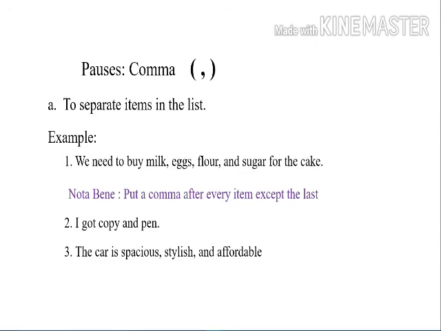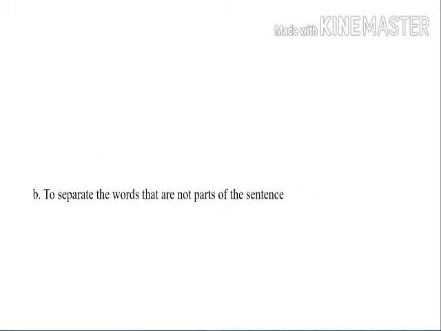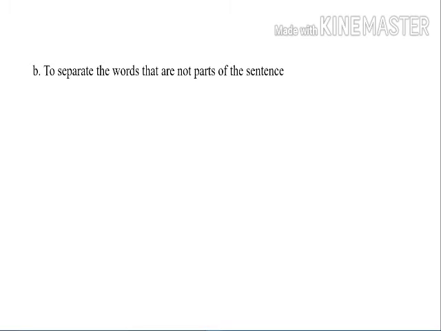If we see two nouns, we shouldn't put any comma. We can use only and. The car is spacious, stylish, and affordable. We have to use a comma after spacious. After stylish, I put a comma here. Affordable, I didn't put anything, which means except for the last one, I need to put a comma. To separate the words that are not parts of the sentences.